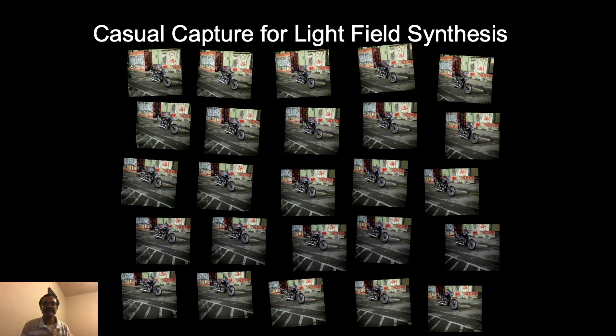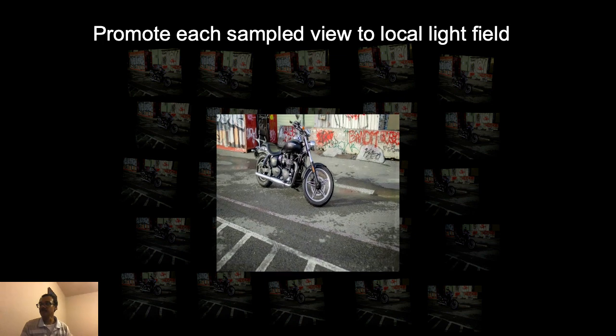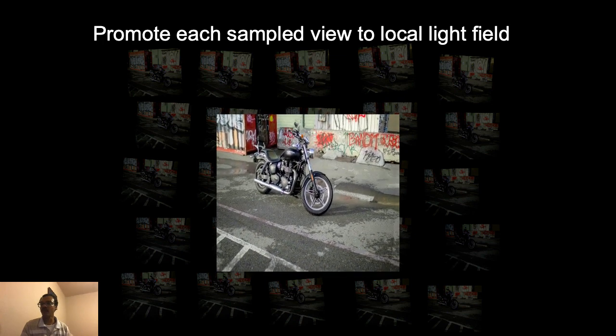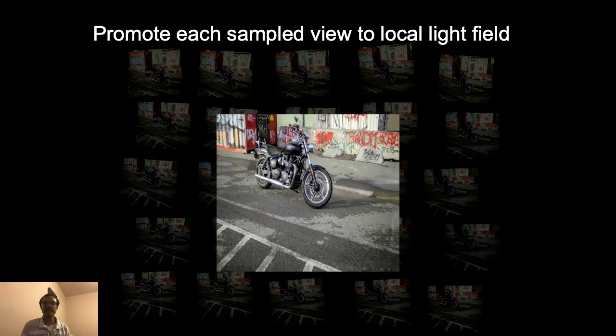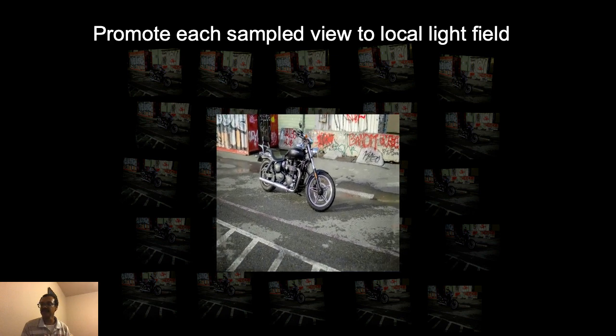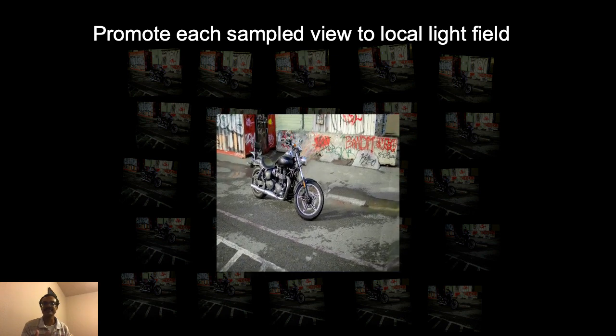Let me talk as a highlight about one of the projects we did that was published in SIGGRAPH 2019, where we see casual capture for light field synthesis. Here are 25 images which are on a grid, but they don't have to be perfectly regular. They're just captured with a handheld mobile phone. What we do is we take one of the images and we promote it to a light field. And so you can see that we have this light field ability of view synthesis here.